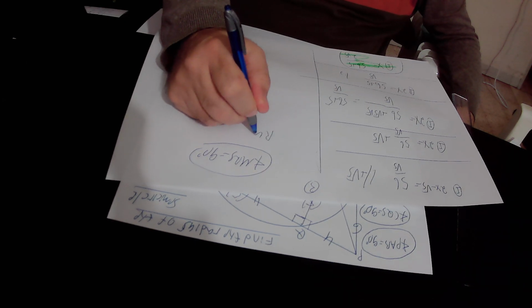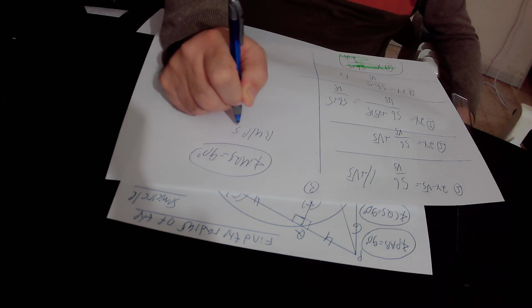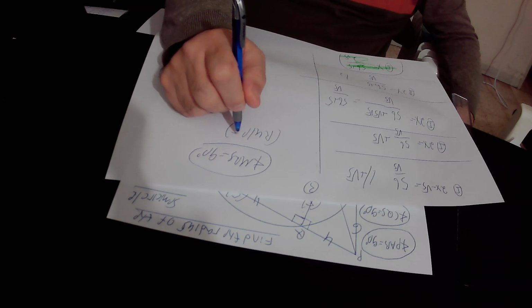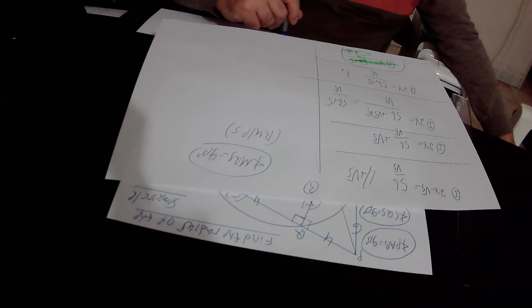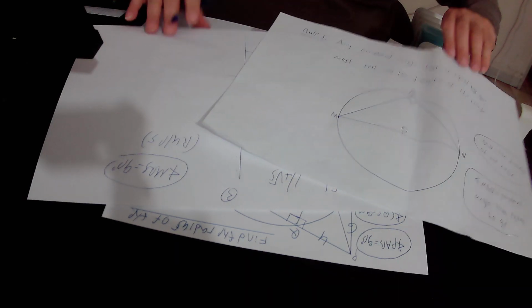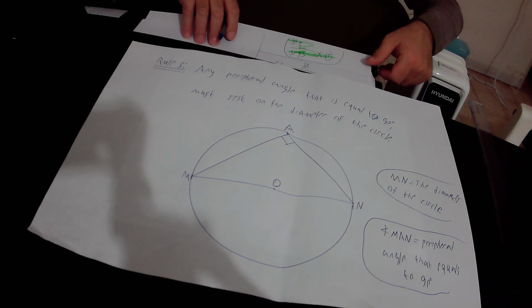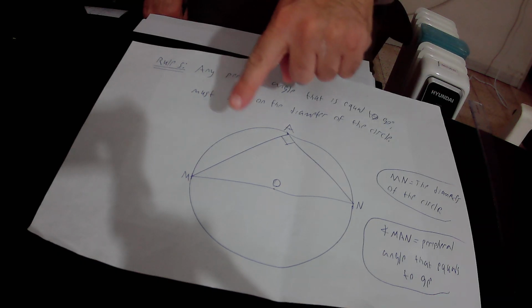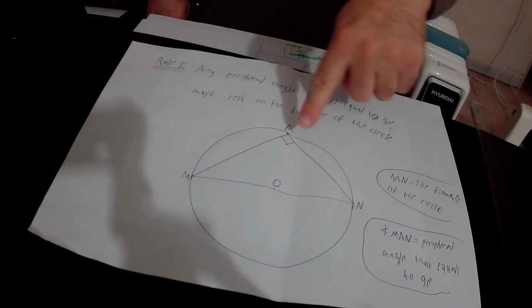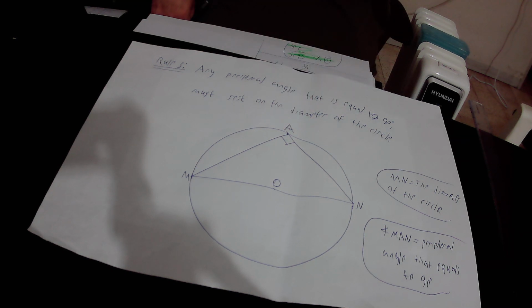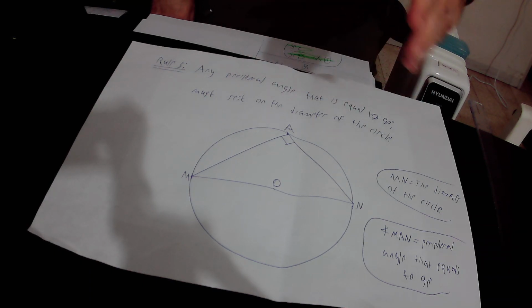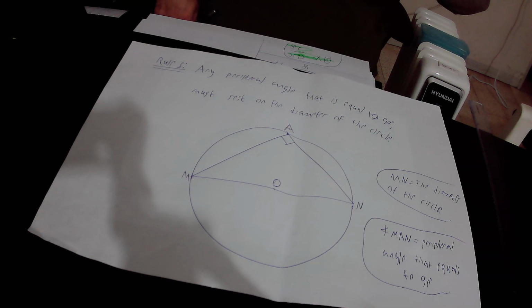And here we have rule number 5, which talks about a peripheral angle that equals 90 degrees. According to rule number 5, any peripheral angle that is equal to 90 degrees must rest on the diameter of the circle. In the drawing we have peripheral angle MAN, which equals 90 degrees. Therefore, according to rule number 5, this peripheral angle MAN must rest on the diameter of the circle. Peripheral angle MAN rests on MN, therefore MN is the diameter of the circle.